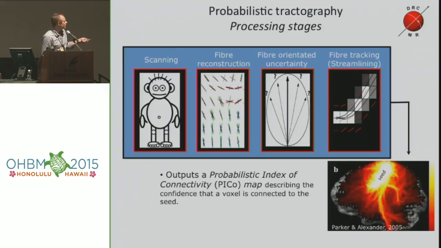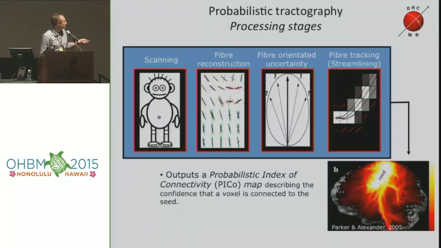So the main idea of this fiber-oriented uncertainty stage is that in each of these voxels, we look at the principal direction, and then we try to infer how sure we are to walk along this direction. And then we create this fiber-oriented distribution, giving this expression for this voxel in each direction.